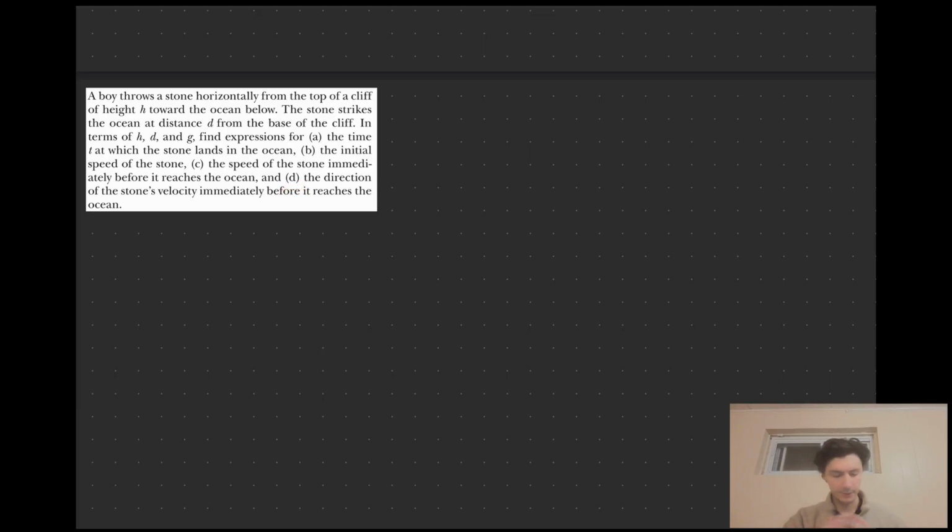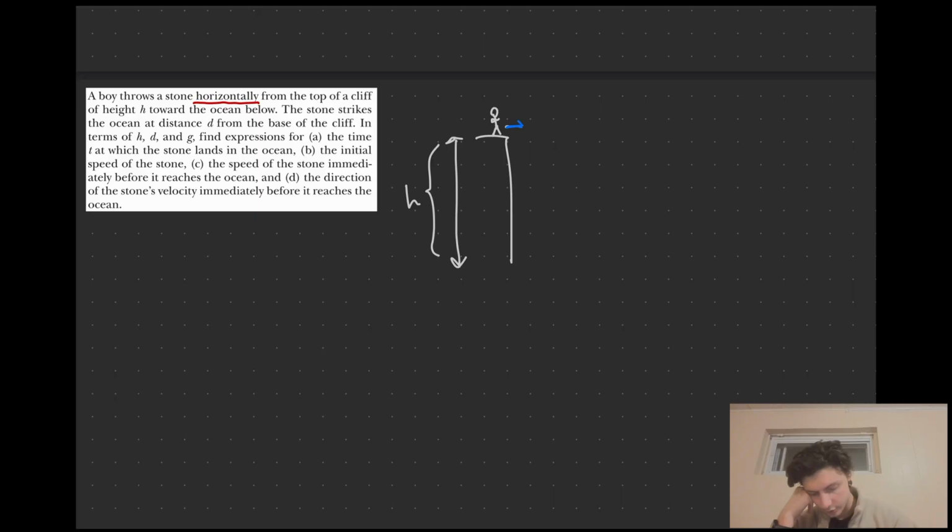Let's just get going. So I'm going to draw a picture first to see what's going on here. Here is the cliff. We actually know the distance of the cliff. It is height, h. That is this distance here. There is a person up here standing, and they throw a rock, and it says they throw the rock horizontally. So what this means is the initial velocity of the rock is just in this direction, and then the rock follows some kind of path like this.